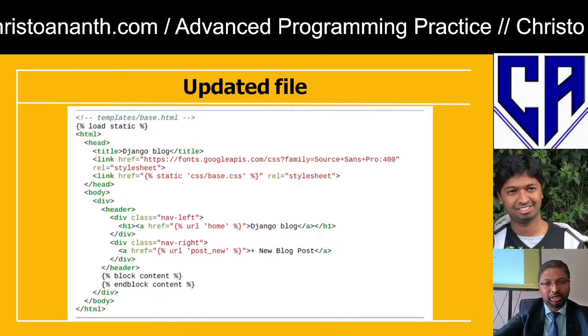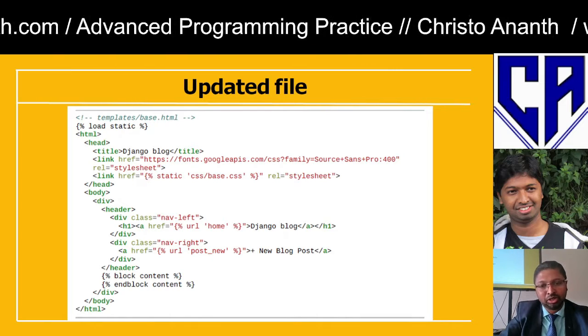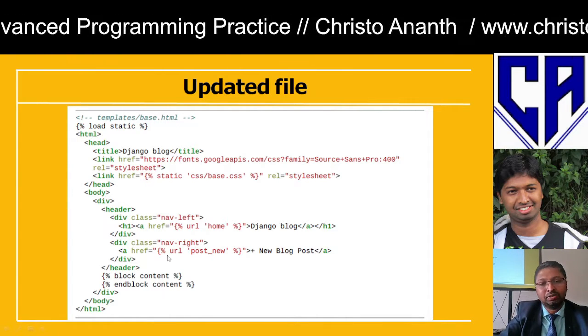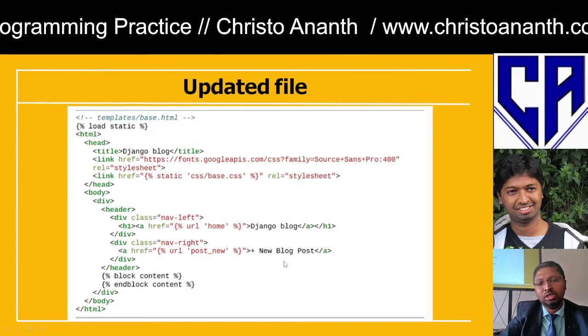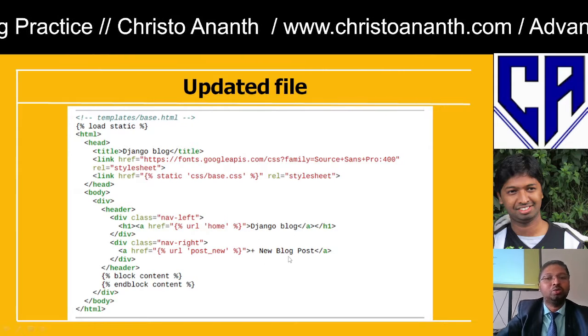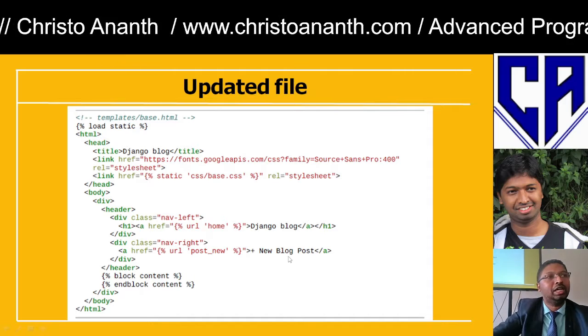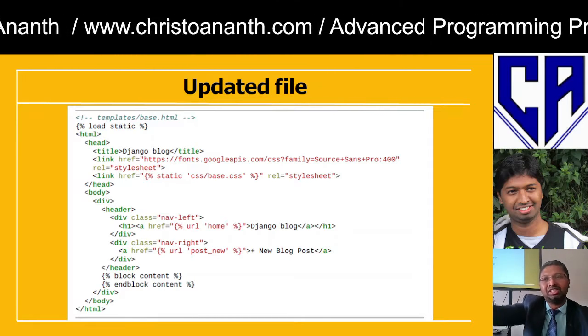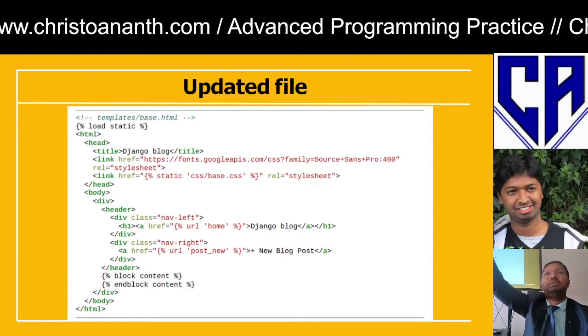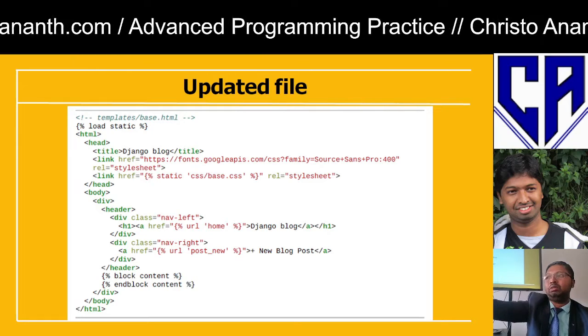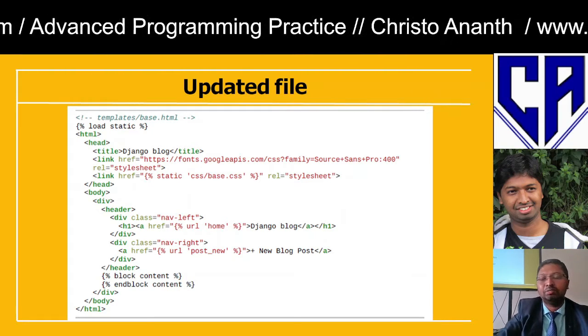Now you are going to the right. So this is navigation to the right. Okay, and then a href is equal to URL post new. This is actually the new blog post. So within the Django blog, you are including a new blog post. For example, in the Django blog, you will have a plus. If I click on the plus, it will be a new blog post.